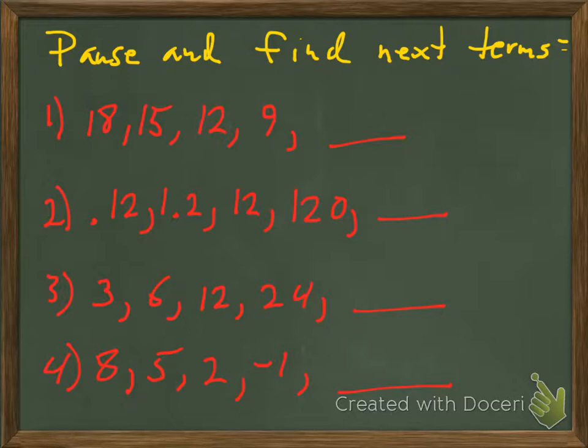Okay, well then you should have gone through these, and I think in the first pattern, you notice that each time it looks like we're subtracting 3. So the next term would be 6, and then 3, and then 0, and so on.